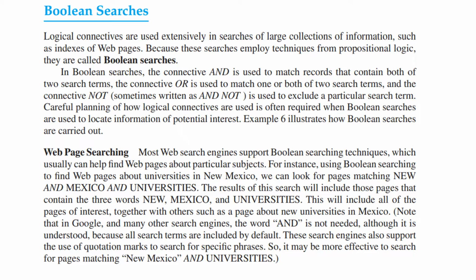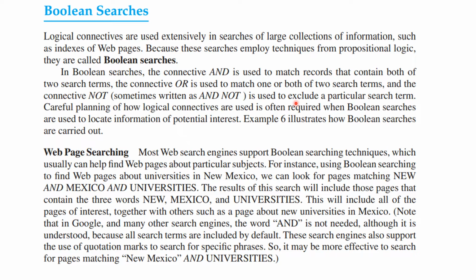So now I'll talk about another application called Boolean searches. Logical connectives are used extensively in searches of large collections of information, such as indices of web pages. Because these searches employ techniques from propositional logic, they're called Boolean searches. In Boolean searches, the connective AND is used to match records that contain both of the two search terms, OR is used to match one or both of the search terms, and the connective NOT, sometimes written as AND NOT, is used to exclude a particular search item.